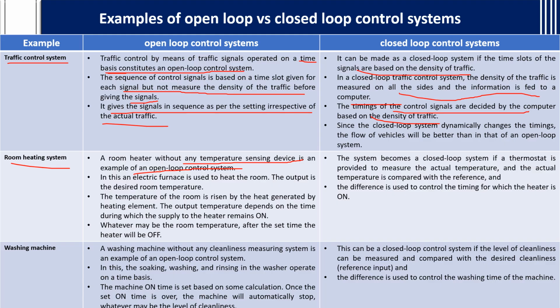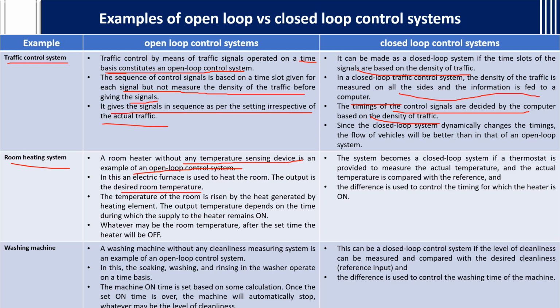In this, an electric furnace is used to heat the room. The output is the desired room temperature. The temperature of the room is risen by the heat generated by the heating element. The output temperature depends on the time during which the supply to the heater remains on. Whatever may be the room temperature, after the set time the heater will be off.